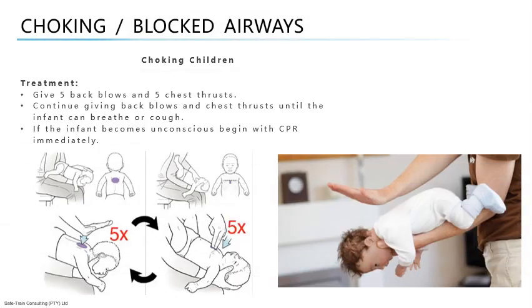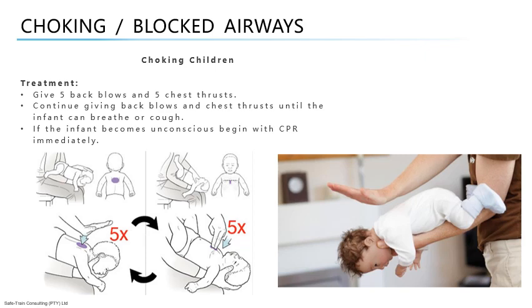Choking infant. Give 5 back blows and 5 chest thrusts. Place the infant face up on your forearm. Put your other arm on top of the infant. Use your thumb and fingers to hold the infant's jaw, sandwiching the infant between your forearms. Turn the infant over, face down on your forearm.